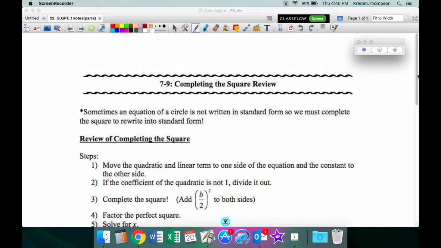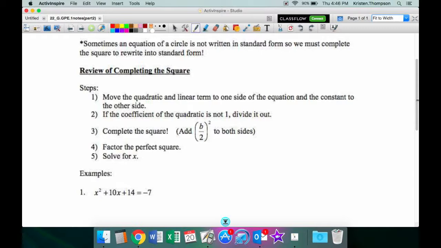Here are my steps for completing the square. Step 1. We're going to move the quadratic and linear term to one side and isolate any constants on the other side. So essentially, we're going to move our x squared and x terms to one side, and we're going to move our constants, any numbers, to the other. Once we've separated those terms, we're going to move on to step 2.